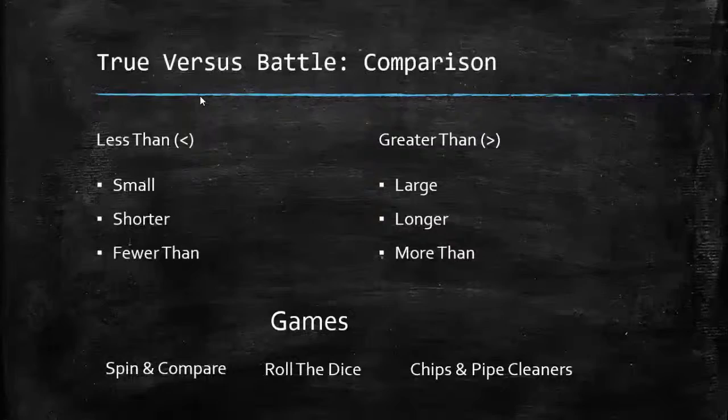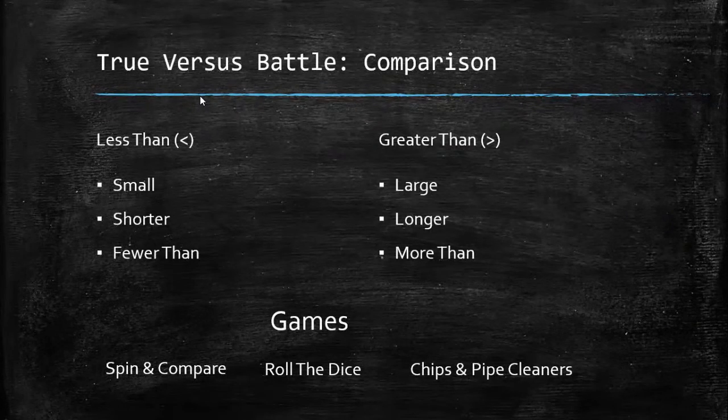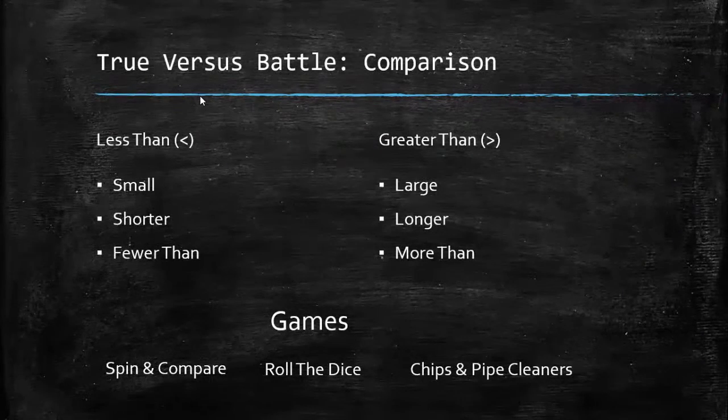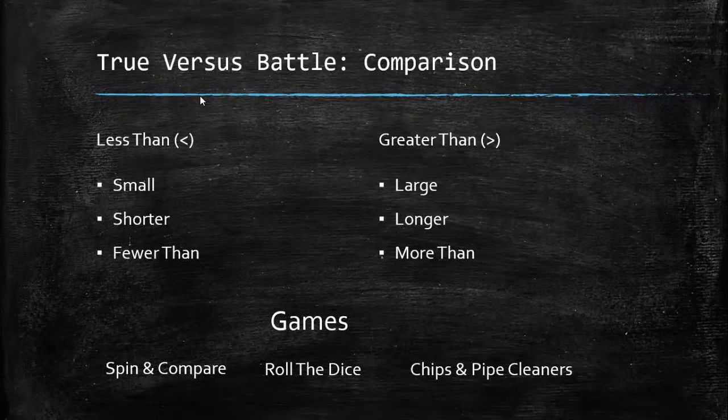Last game and the greatest game that I would recommend would be chips and pipe cleaners. You would take either translucent chips, which are really small see-through chips, or you can take rubber chips, or you can take little cubes or square-type chips. And with those chips, you are able to either write on them, or you can use them for counting to write your number below them.